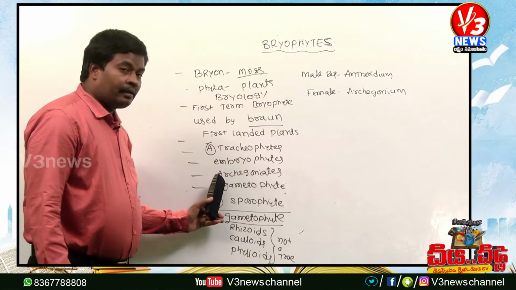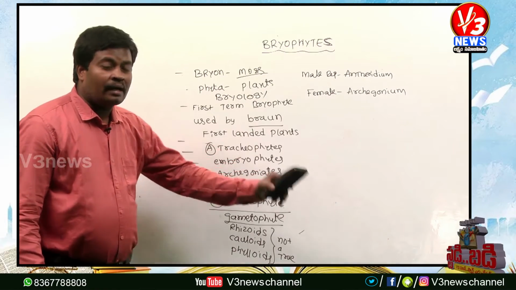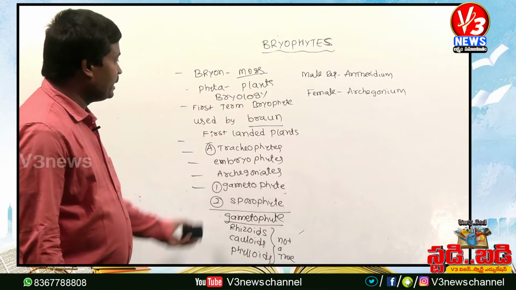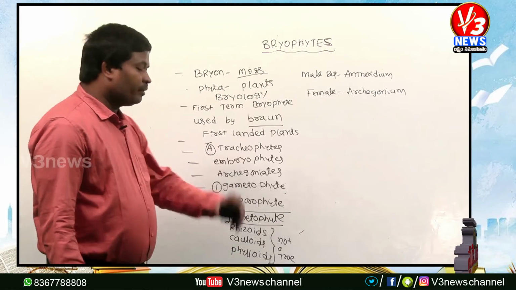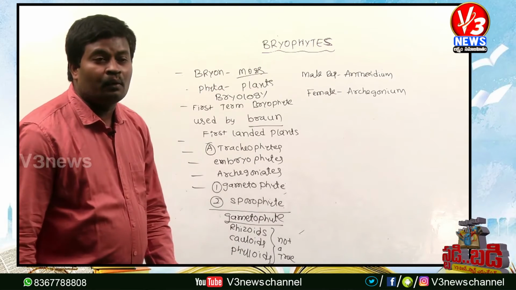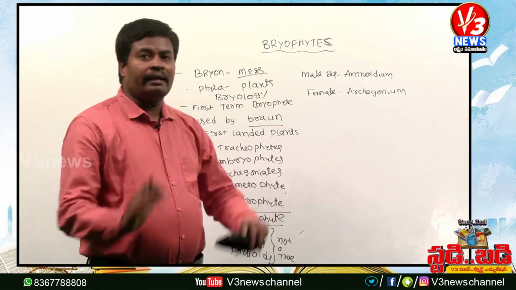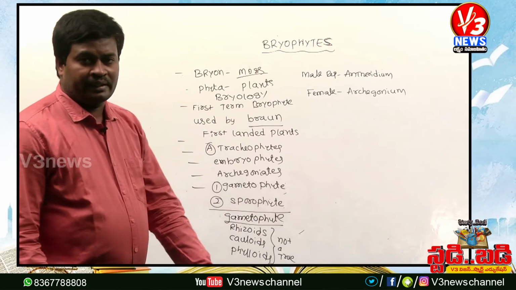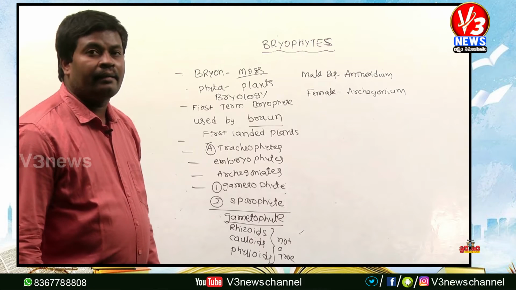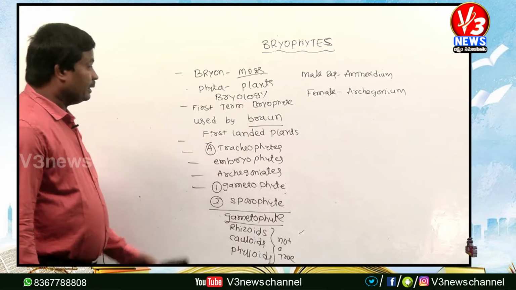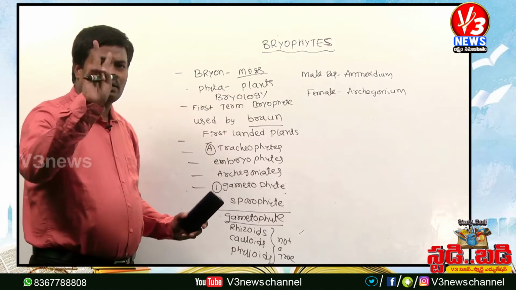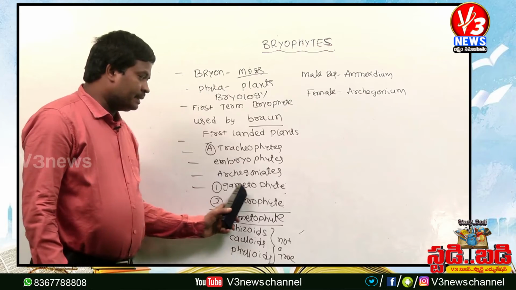In bryophyta, the female reproductive organ is called the archegonium. They produce archegonia, so they are called archegoniates. Algae do not produce archegonia; algae are non-archegoniates.